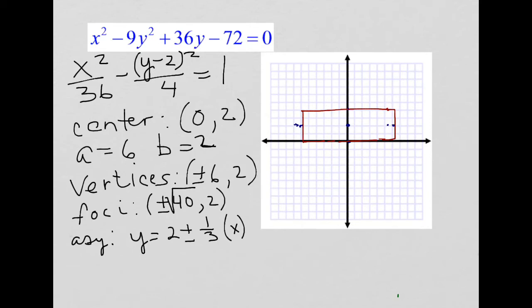And then we can draw our asymptotes, which again are the diagonals of the rectangle. Okay. Then our hyperbola is using the vertex and going as quickly as we can to the asymptotes. And there's how we graph a parabola, or excuse me, a hyperbola.